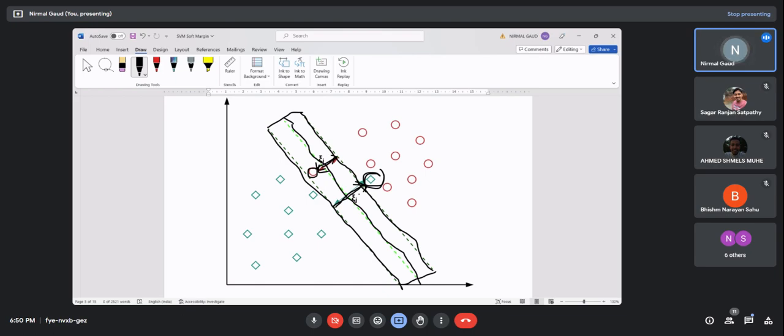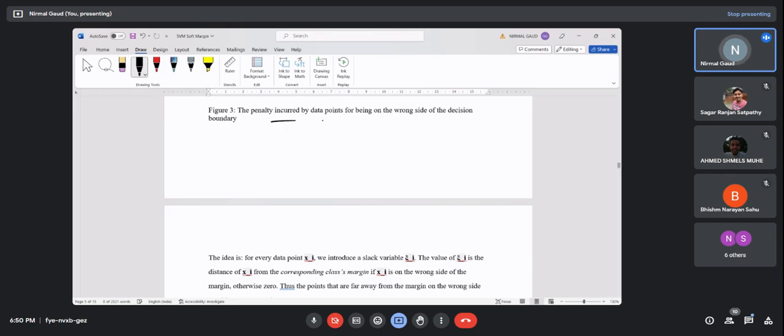So this is also an error, but it's a small error, and this is a large error. This is the way we can say small and large errors. Now, what can be done ahead? There is a penalty incurred by the data points for being on the wrong side of the decision boundary. So, what are they saying next?